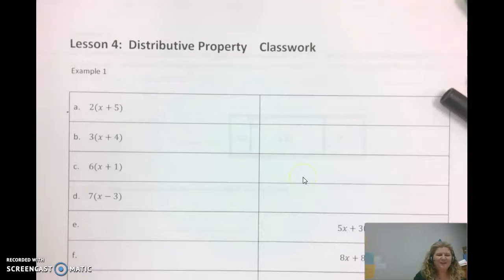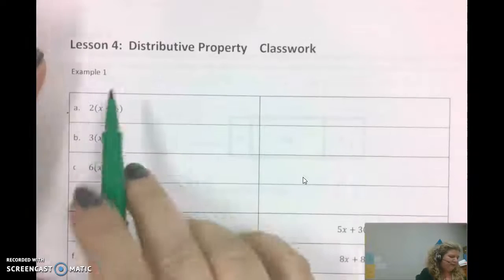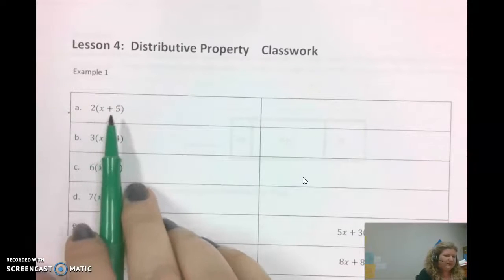Hello! Today we're going to be looking at the distributive property. So we're going to start with a few examples here. We have 2 times the quantity x plus 5.